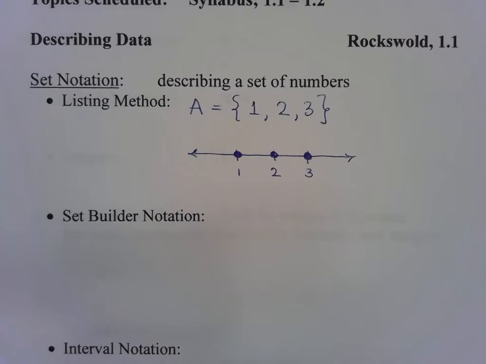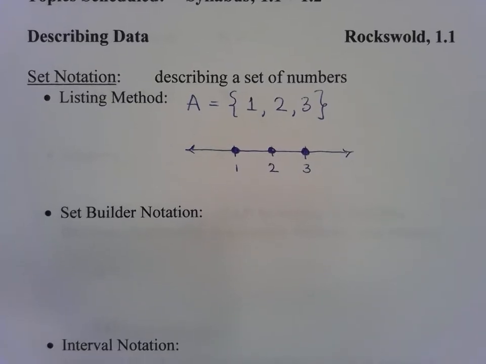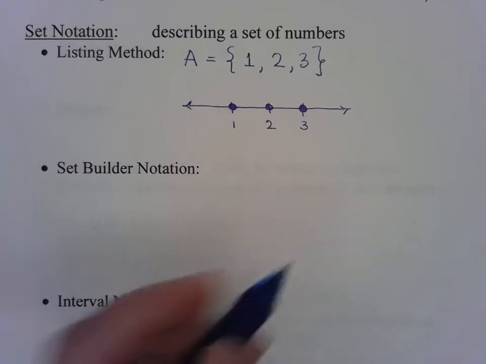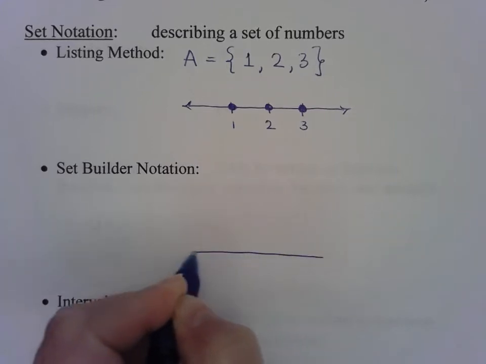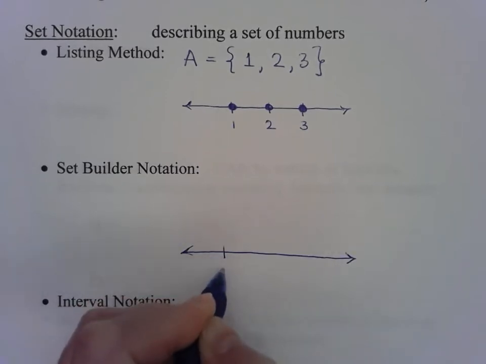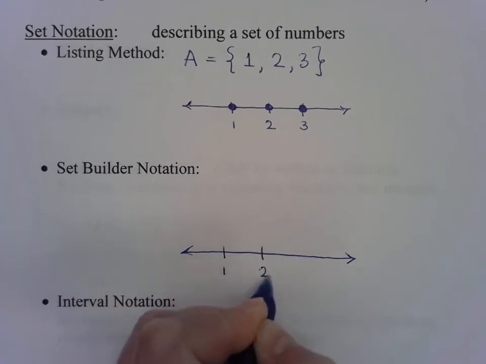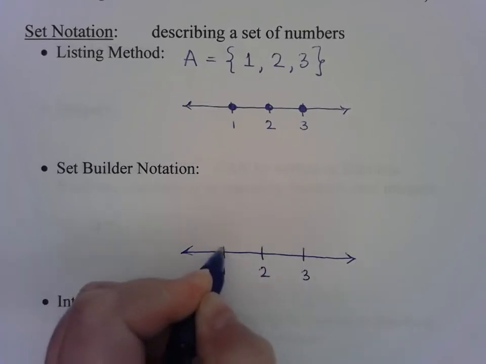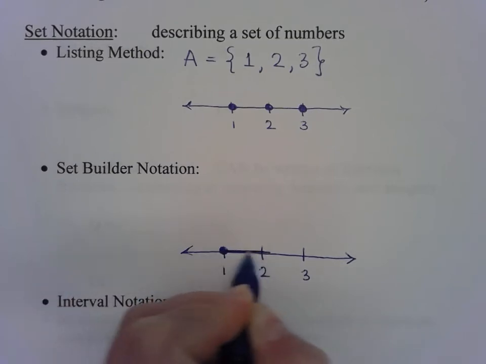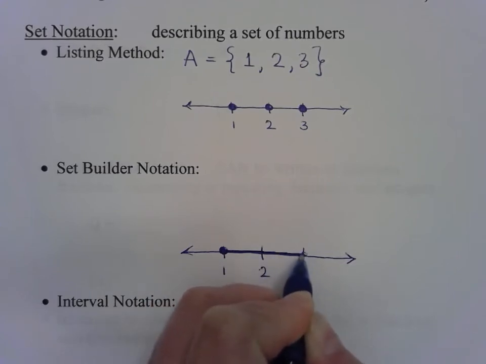Sometimes we have a set of numbers that includes too many elements to list out. So in that case, we would need to use something else. We have two options. We have the set builder notation and the interval notation. So let's say, for example, that we wanted to represent the set of numbers between 1 and 3. So that would include 1, and then everything between 1 and 2. It would include 2, all the way up to 3.